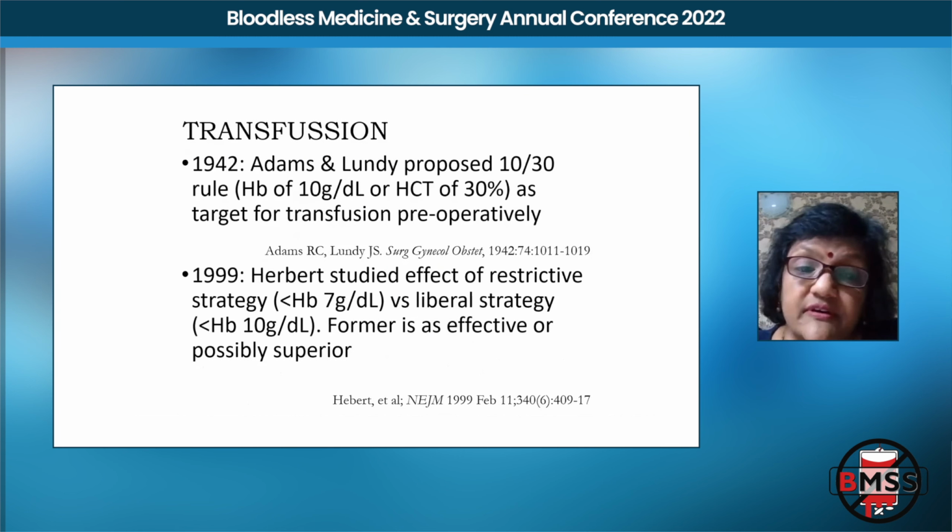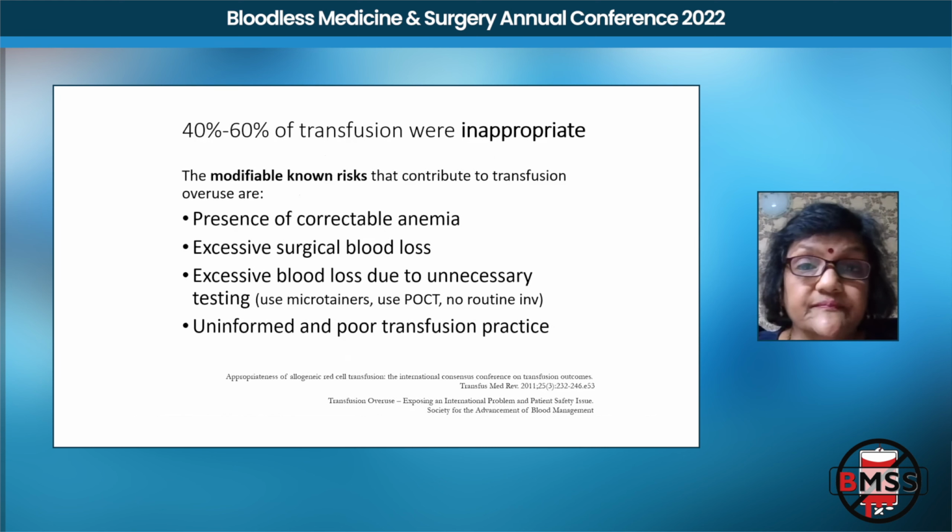Now, when do we decide to transfuse? For preoperative transfusion, in 1942, Adams and Lundy proposed the 10-30 rule, where the hemoglobin should at least be 10 grams and the haematocrit should be 30%. But in 1999, this was reverted by Hébert, who studied the effect of restrictive strategy versus the liberal strategy, and a hemoglobin of at least more than 7 grams would definitely be effective for the patient to undergo a surgery.